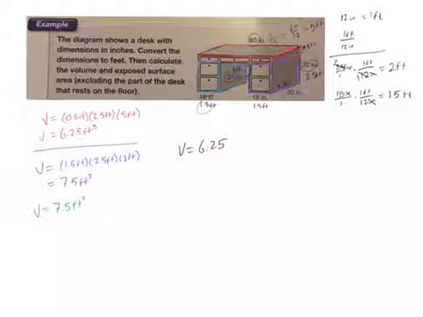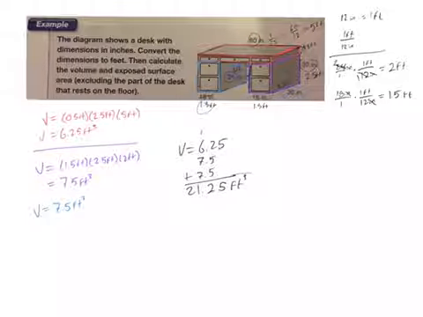6.25, 7.5, 7.5. It's going to be 5, 12, carry the 1, 14, 15, 21.25 feet cubed. Cubic feet.